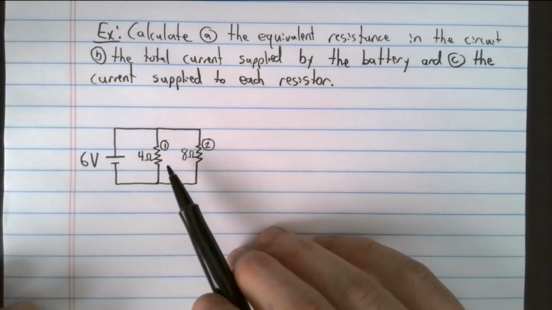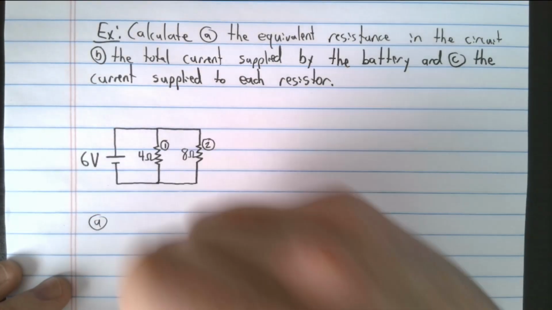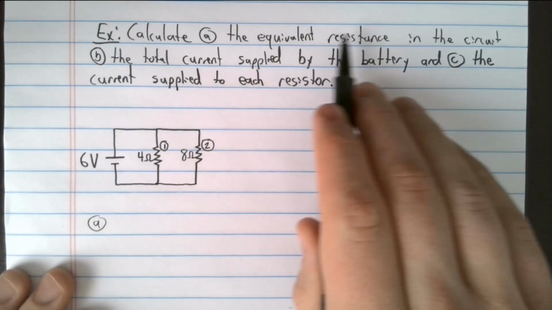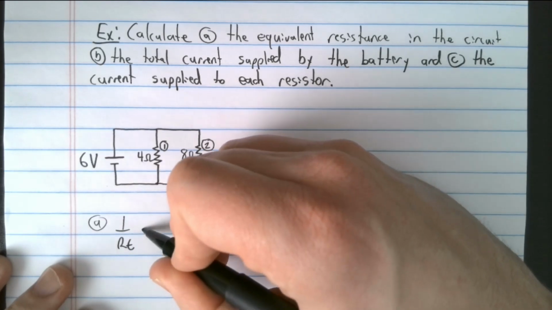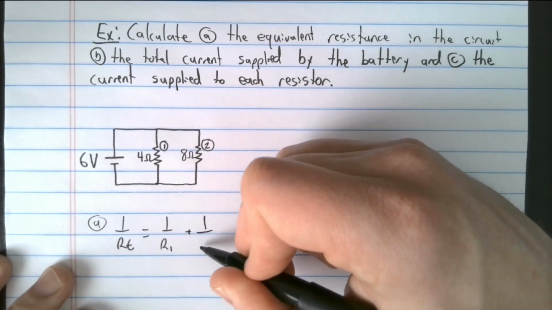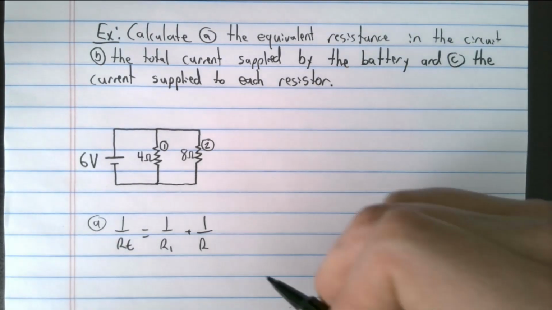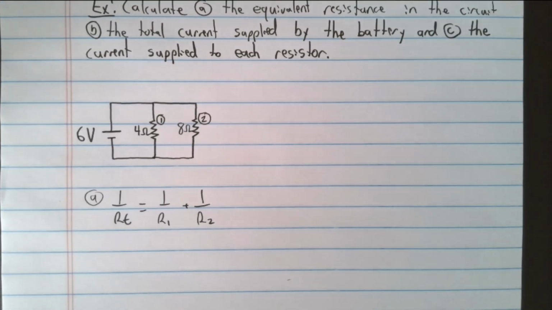So here we have 2 resistors that are in parallel. If I go to calculate the equivalent resistance like they're asking us in A, I'm going to use the equation associated with parallel circuits. Back in lesson 6.4, it was RT equals R1 plus R2. That's for a series circuit.